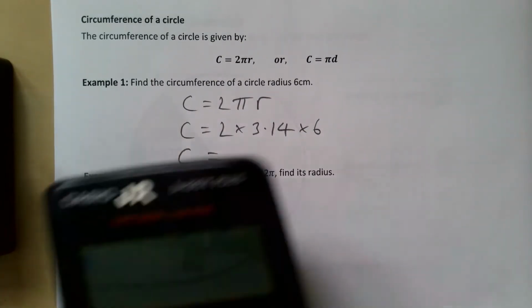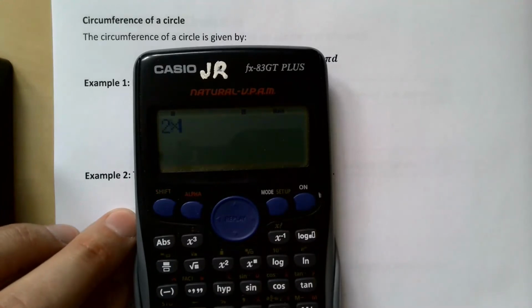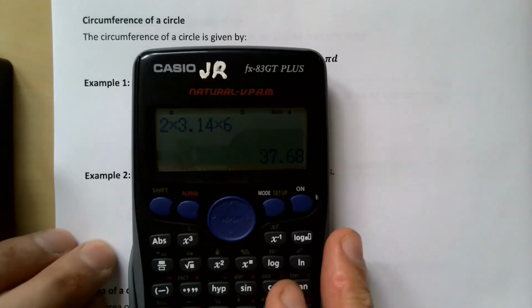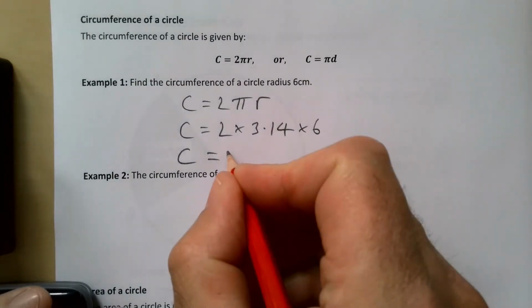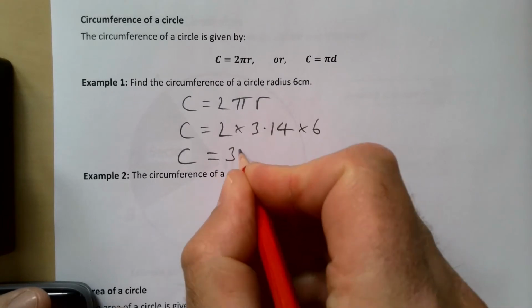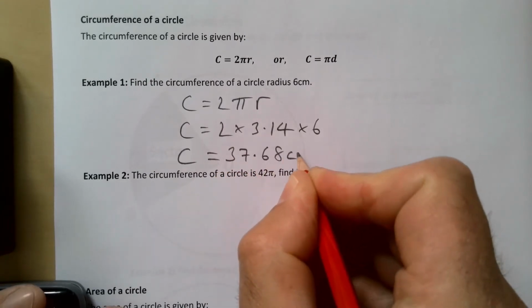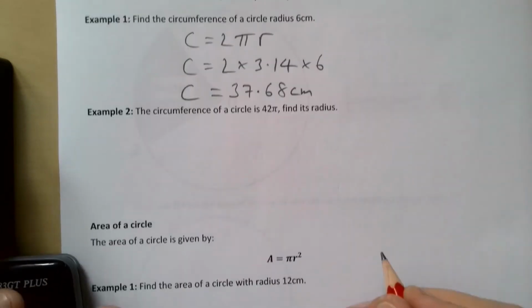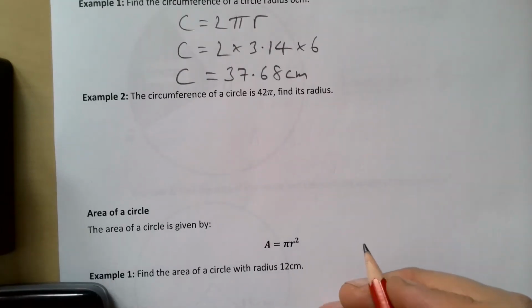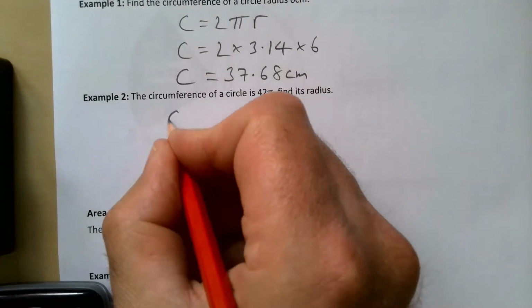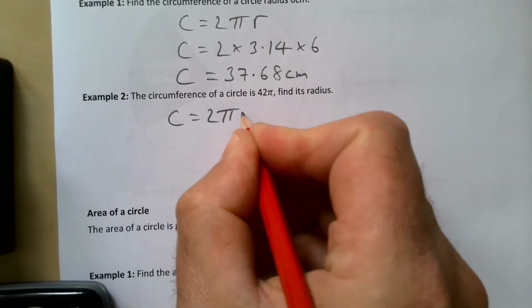So let's see. 2 times 3.14 times by 6 equals, and that gives me 37.68, and that's going to be centimeters. The circumference of a circle is 42 pi. Find its radius. So C is 2 pi r.